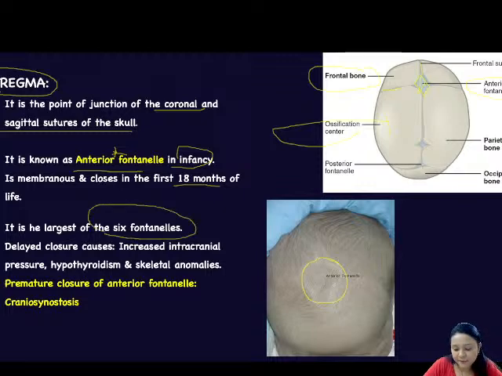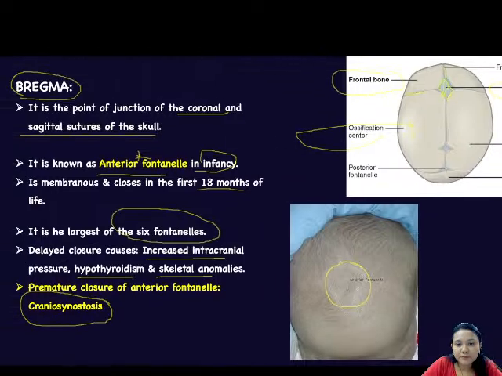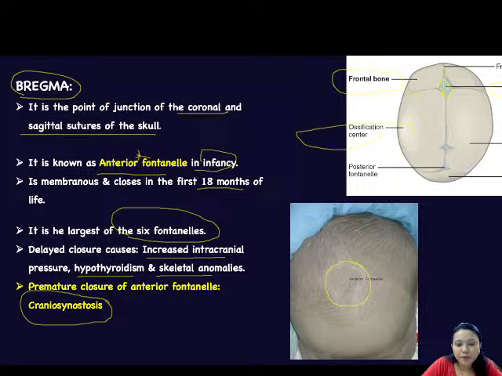It is the largest, and delayed closure may occur in certain conditions like increased ICP, hypothyroidism and skeletal abnormalities. And premature closure is called craniosynostosis. So any question might come from the bregma, and a question can also come on craniosynostosis. You might get a question on any part of the bregma. So we have studied the pterion and the bregma.